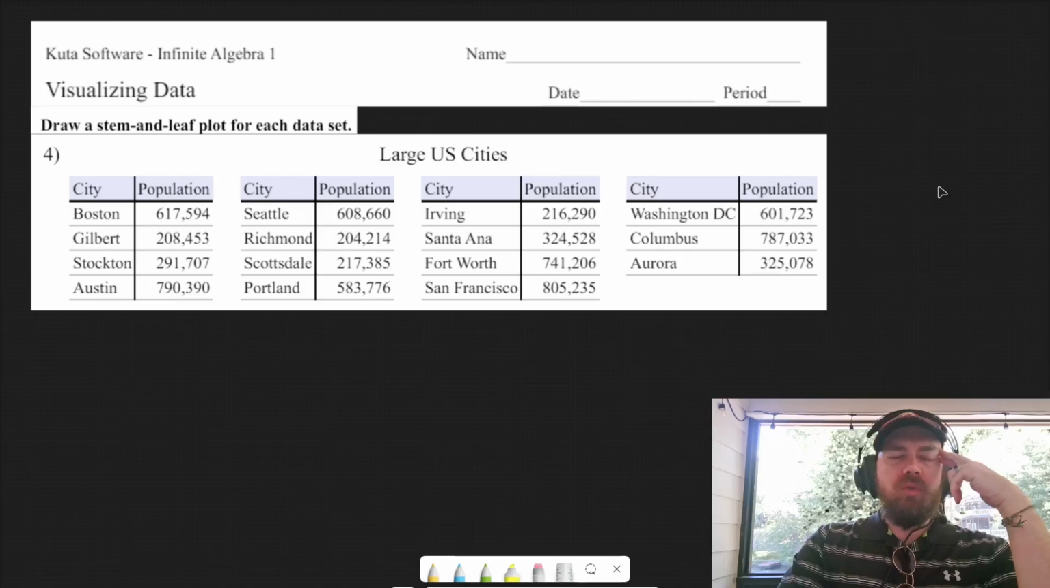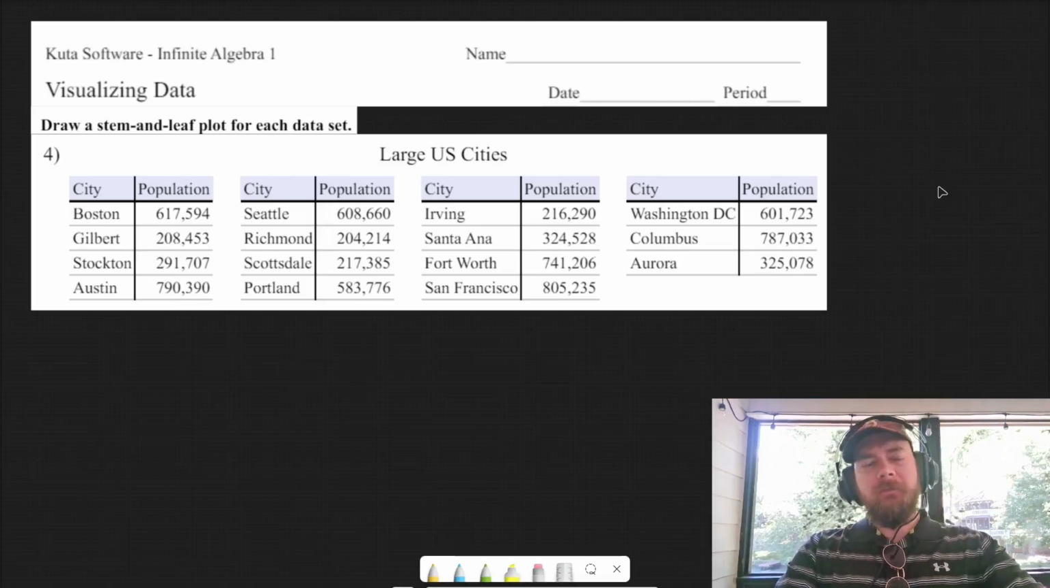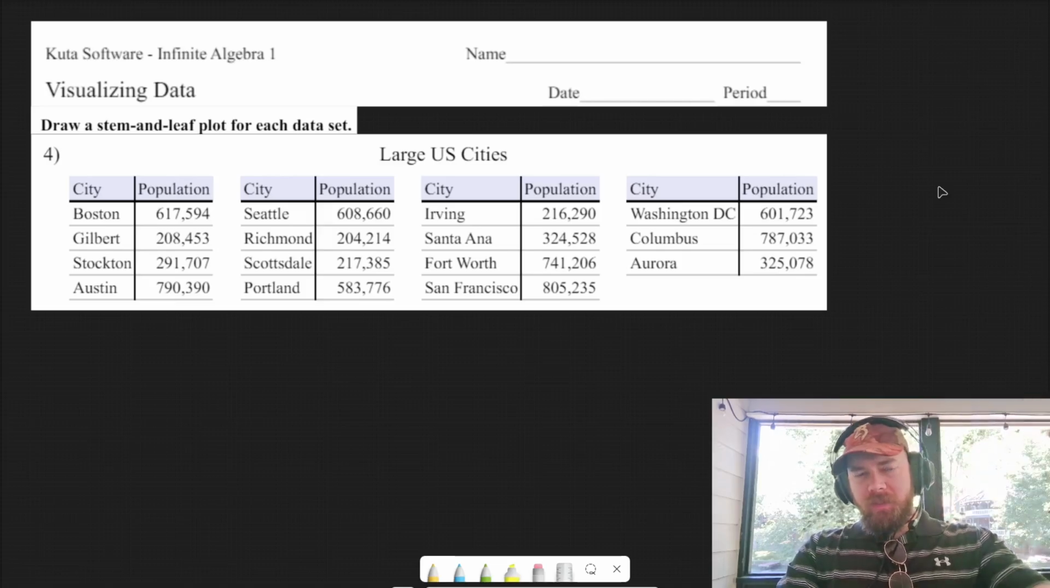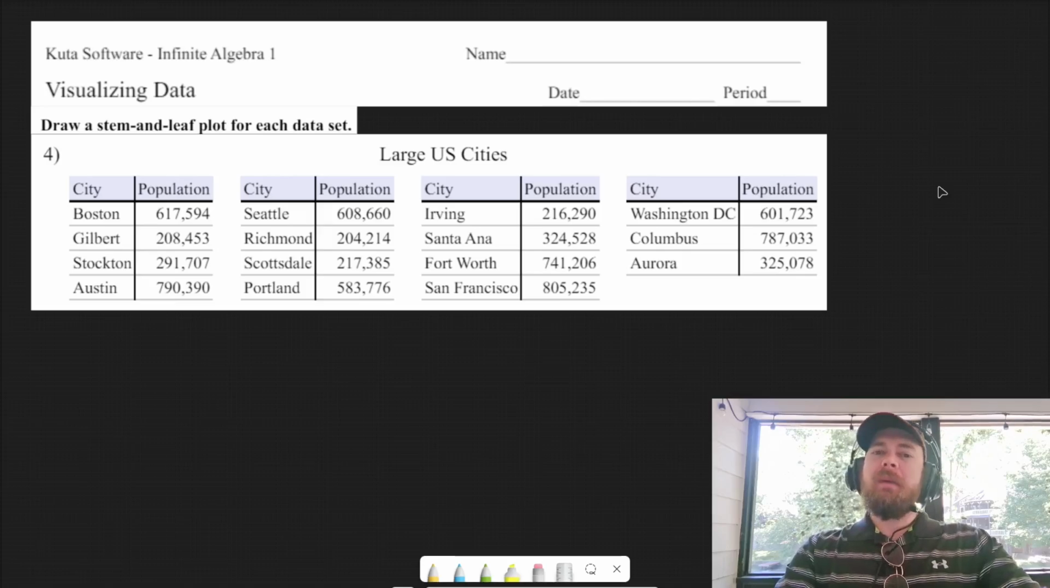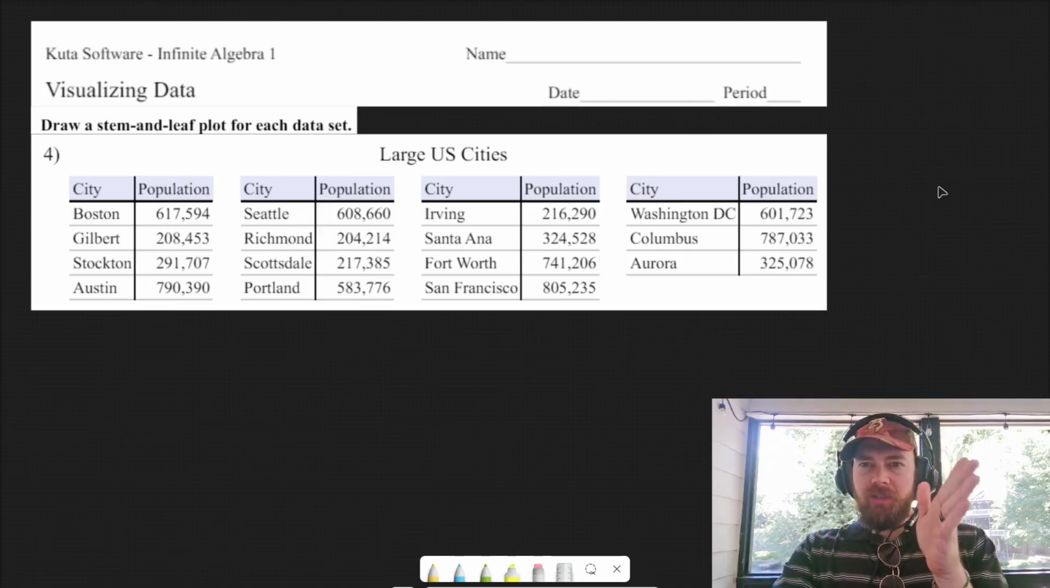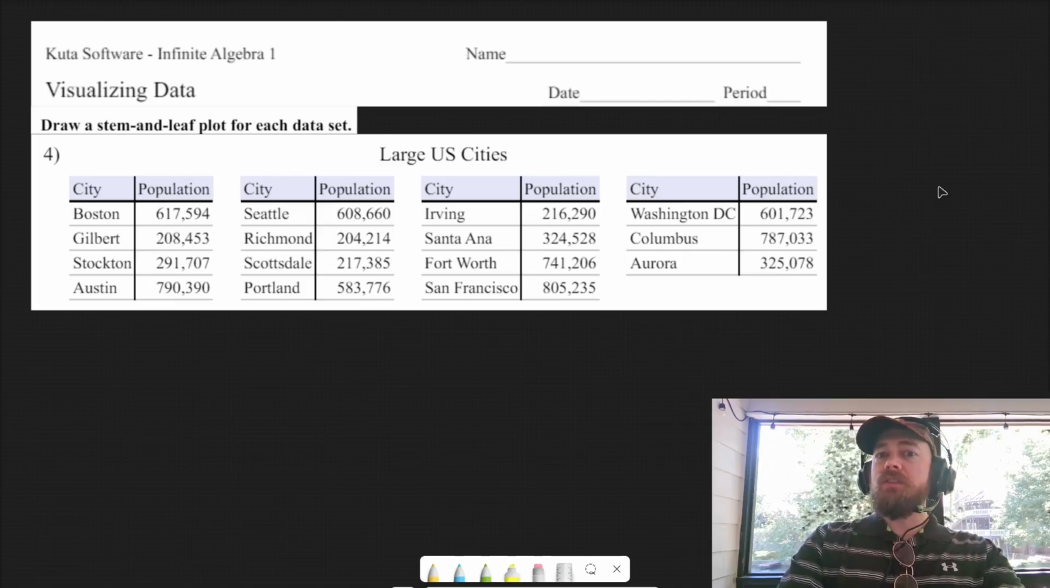This is Kuta Software, Infinite Algebra 1, Visualizing Data. For the one before this, number 3, which I had a video on last week, we had a stem and leaf plot for that data set. There was one thing I did not mention because we didn't really need to talk about it: when you're doing a stem and leaf plot, typically you only keep the first digit and the second digit, meaning you're going to round to 2 digits or 2 significant figures. So we need to round all of these numbers.